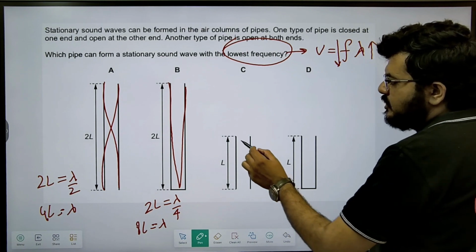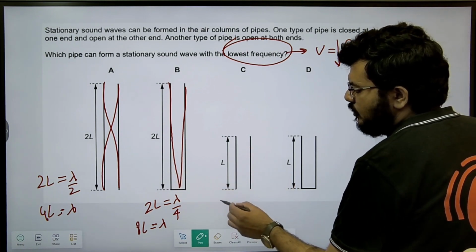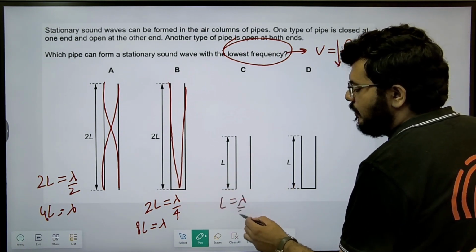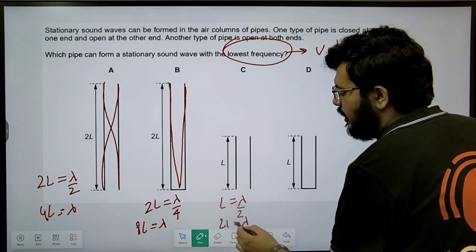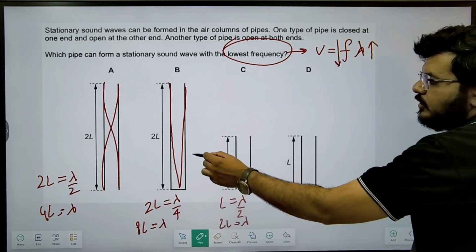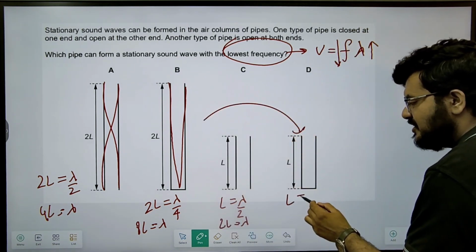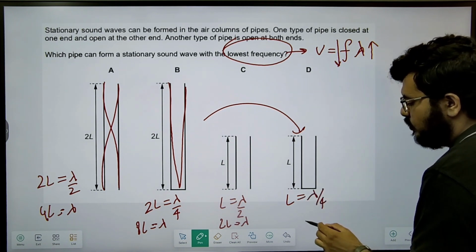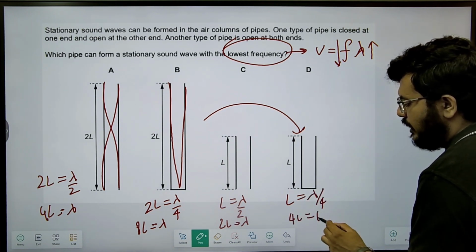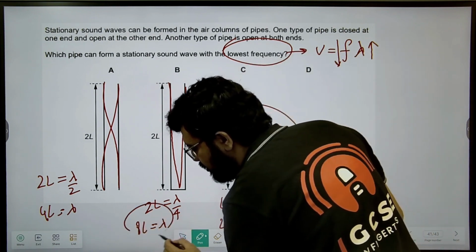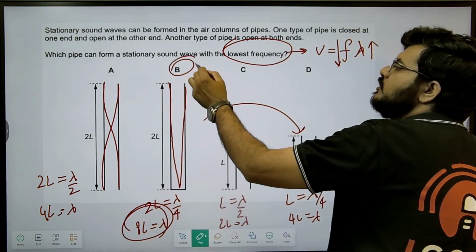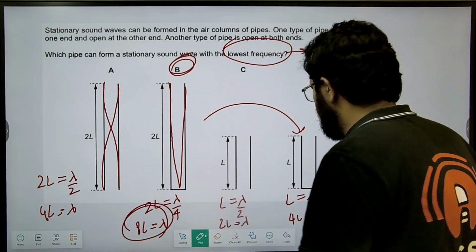Let's see what happens here. Here I can use the same logic, but L is equal to lambda by 4, so lambda is equal to 2L. And same logic for this one here, but L is equal to lambda by 4 instead of 2L, so 4L is equal to lambda. Here the longest wavelength is this particular option, so B is your answer.